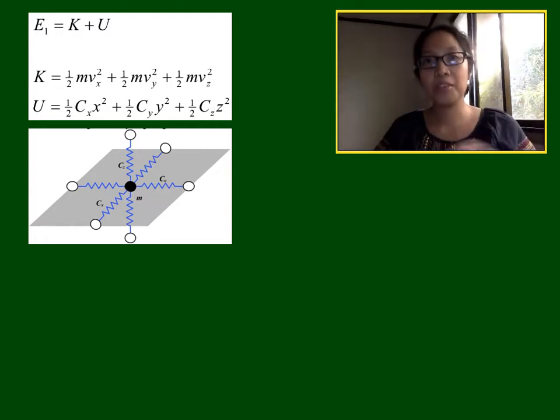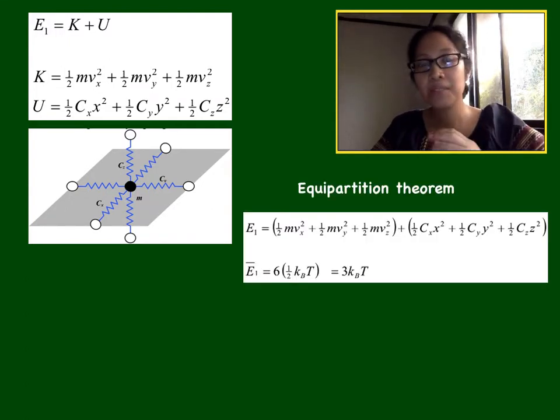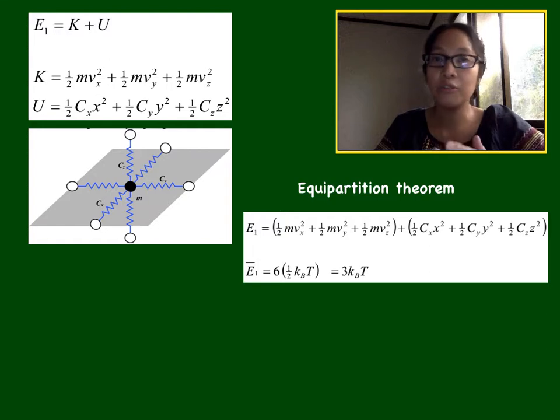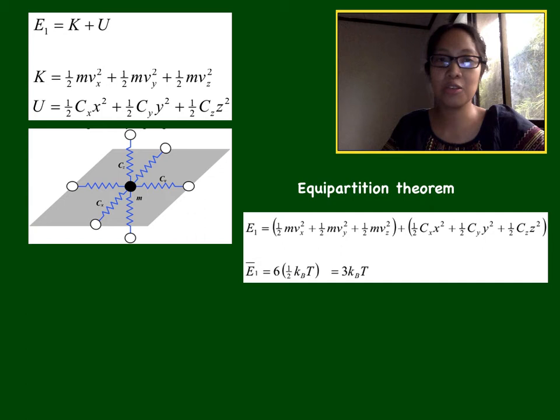Now, equipartition theorem. Equipartition theorem tells us that in thermal equilibrium, each term in the total thermal energy of a single oscillator would have an average energy of 1/2 k_B T. Since there are 6 degrees of freedom, the total energy is 3 k_B T. This term shows us that temperature is related to the average energy of microscopic modes of disorganized motion per molecule.